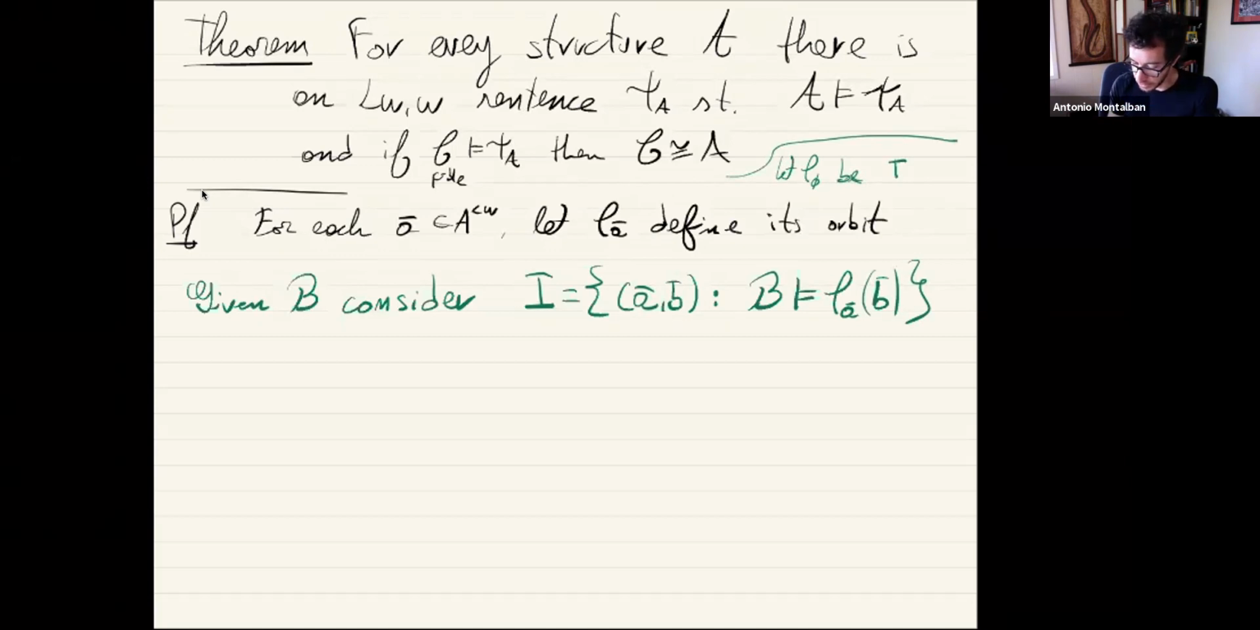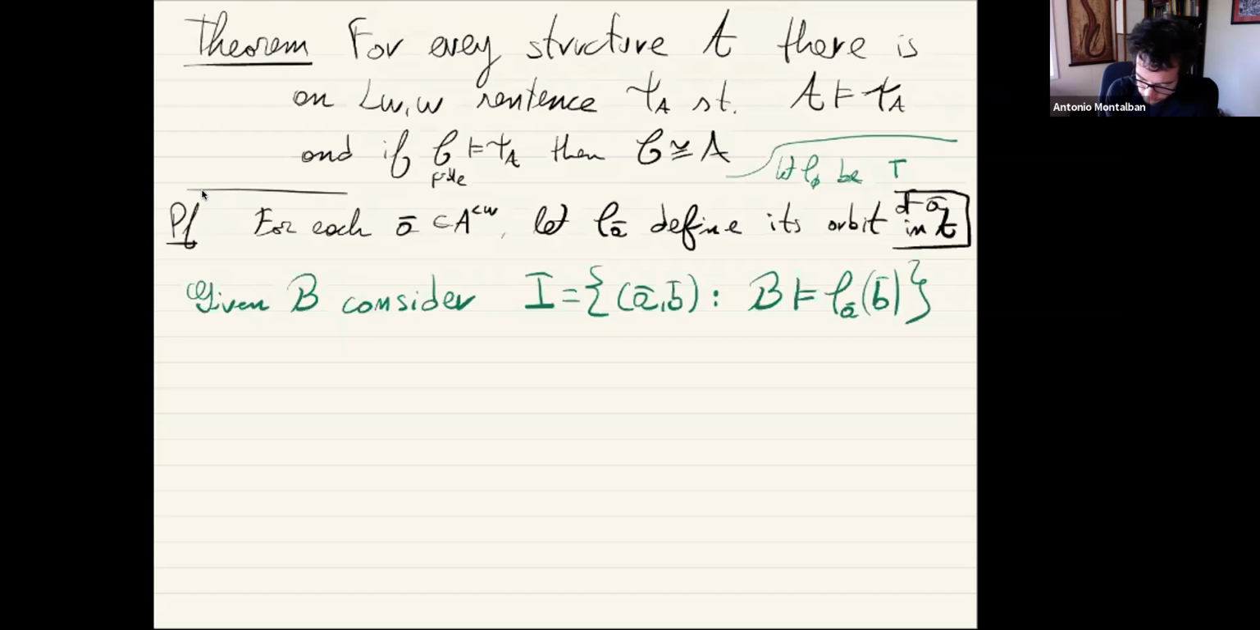So given another structure B, the set of all the pairs such that B satisfies the formula that defines the orbit of A. Here phi defines the orbit of A in A, but not in any other structure. We only know that phi A works inside structure A, so we don't really know what phi A does on a different structure B. But hopefully it's going to do the right thing.